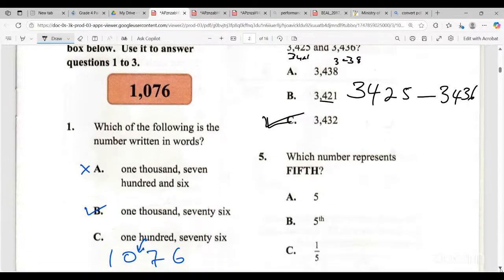Which number represent fifth? Is it A, B, C? So that's number 5 we at now, guys. Let's go. Type in the answer. Remember, if it's A, you put 5A. Don't just put the letter alone. Which number represent fifth?